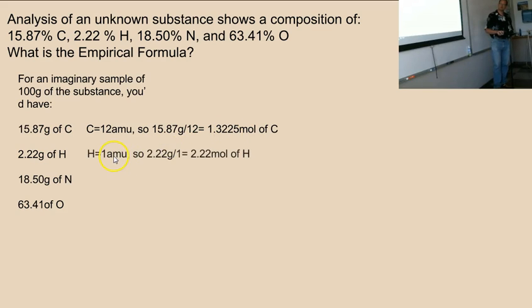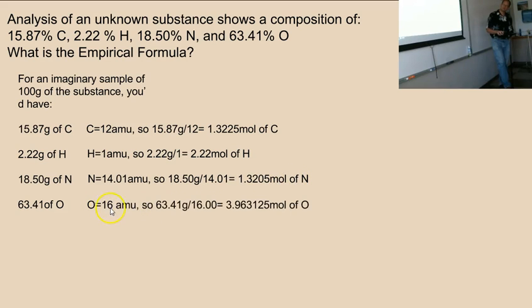Do the same thing for hydrogen. Hydrogen has 1 atomic mass unit as the weight of a mole of an atom of hydrogen. So 2.22 divided by 1 is 2.22 moles of hydrogen. Repeating for nitrogen, this is the molar mass of nitrogen, 14.01. I have 18.5 grams of it. 18.5 divided by 14.01, I have 1.3205 moles of nitrogen. Do the same thing for oxygen. So I wind up having 3.963125 moles of oxygen.